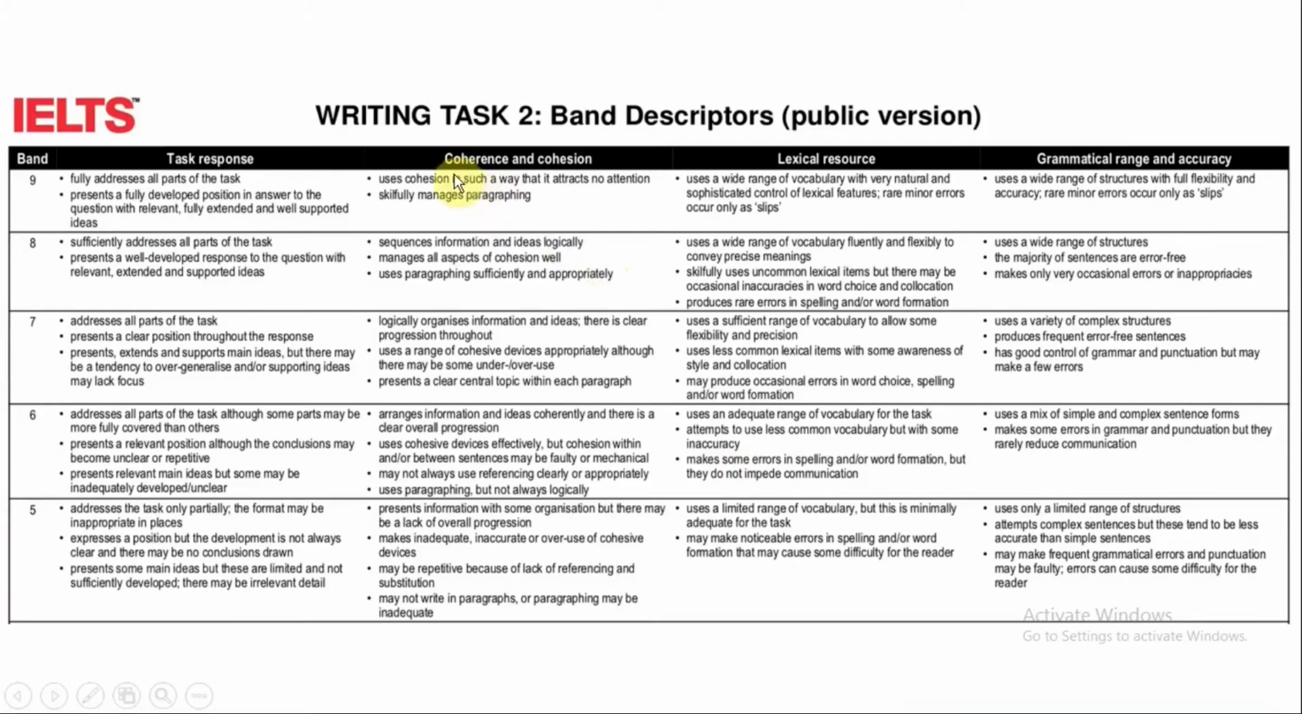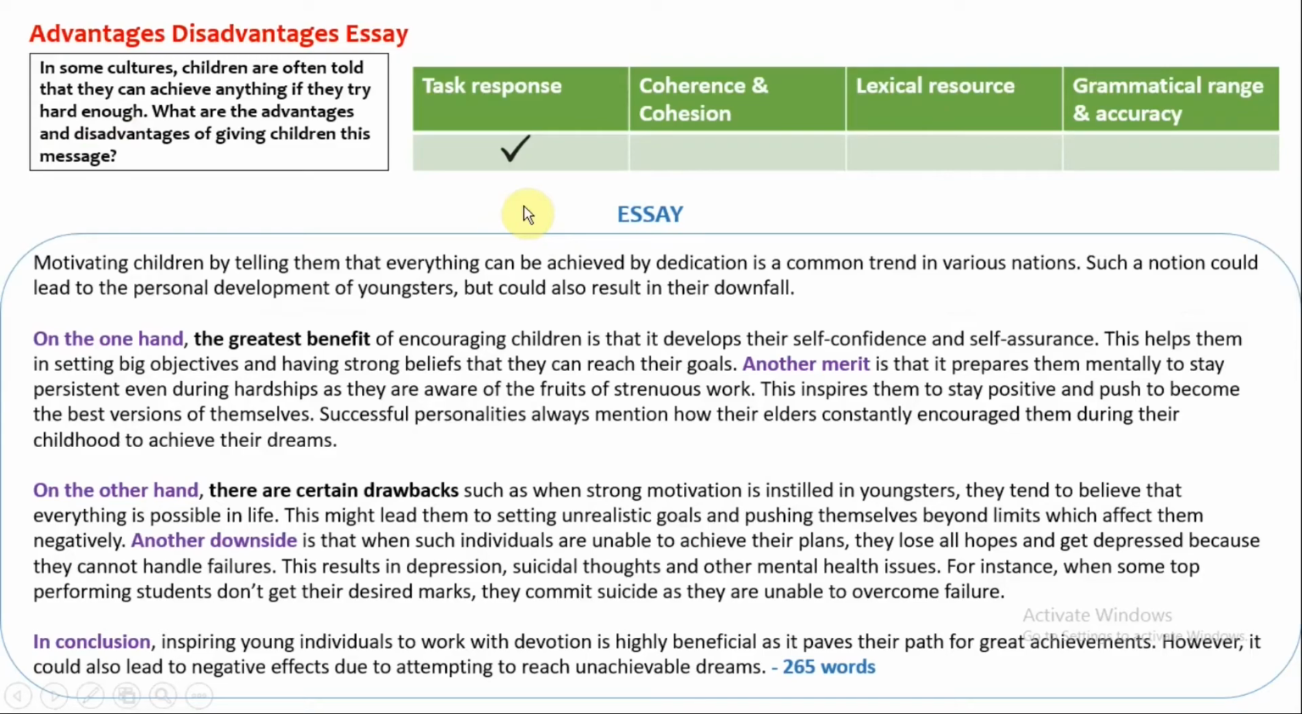Next criteria is coherence and cohesion. It says, use cohesion in a way that it attracts no attention, skillfully manages paragraphing. It means there should be well-developed paragraphs, your ideas should be logical and well-connected. My essay has clear paras. There is smooth flow of ideas from one sentence to the next and from one para to the next. I have also used proper phrases and linking words at the appropriate places. Coherence and cohesion criteria is satisfied. Remember to use linking words in your essays, at least one linking word in each body para.